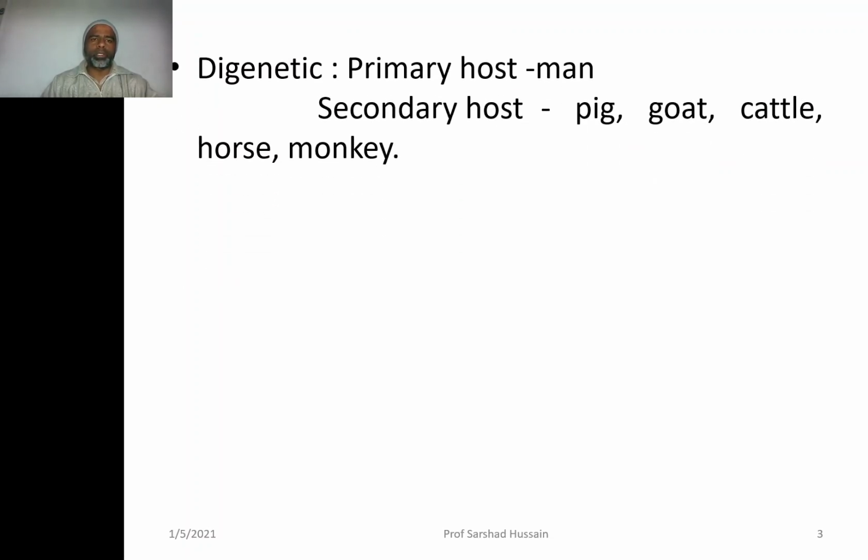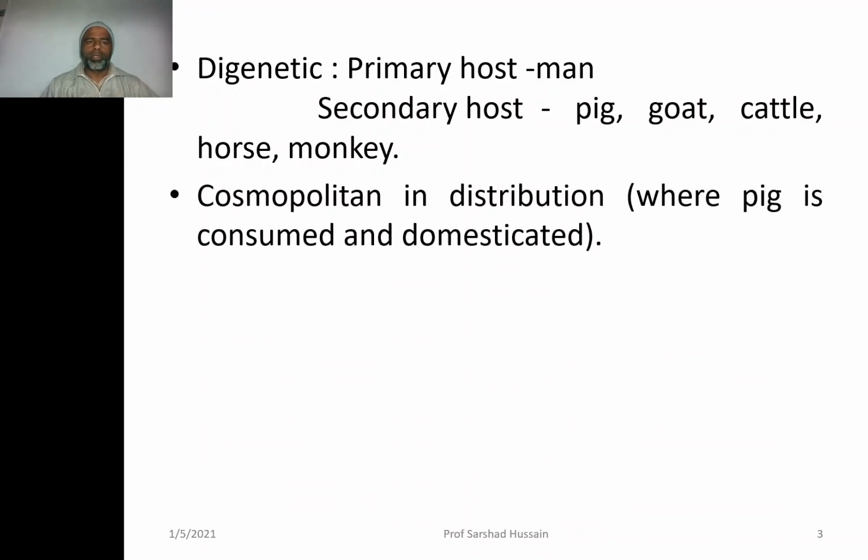Taenia solium is a digenetic parasite, as it completes its life cycle in two hosts. The primary host is man, whereas the secondary host is pig, goat, cattle, horse, or monkey. It is present all over the world, so it is called cosmopolitan in distribution. Wherever pigs are consumed and domesticated, there are always chances that you may find Taenia solium over there.